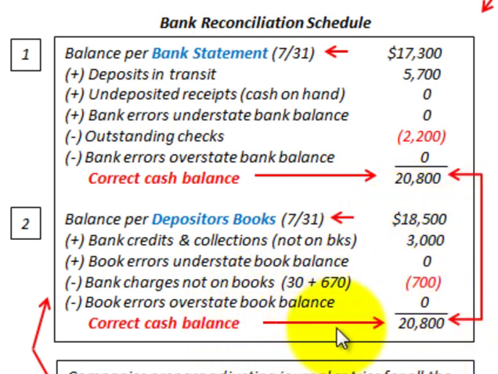So what we have to do is match them; they have to agree. The correct cash balance per the depositor's books has to agree with the correct cash balance per the bank statement. So then we know that our additions and our subtractions are proper when they both agree, and we come up with the real cash balance that we have.